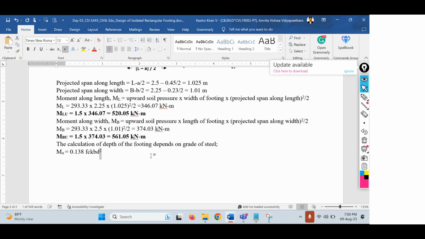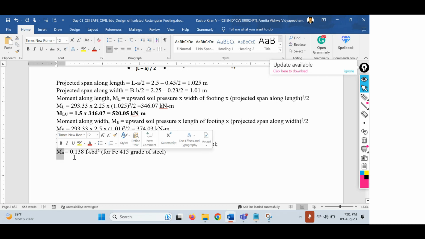That's the formula. Let me keep it in a better way: 0.138 fck b d square. This is the formula when you are designing for Fe415 grade of steel. So this is the formula to find out the limiting moment of resistance. Now here we have the value of Mu and we also know the fck, which is the grade of concrete. B is something which we have to be very careful about.